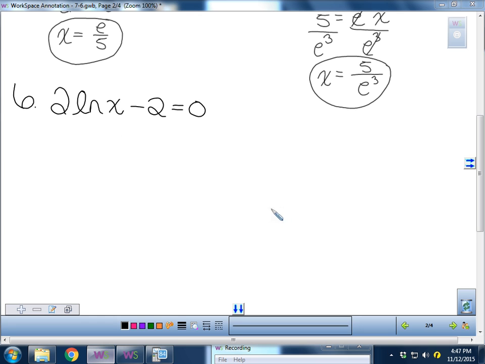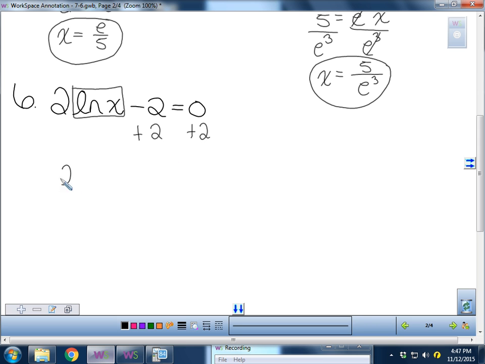All right, number 6 is going to be a little bit different. I only have one natural log. So you want to kind of treat this ln x as like the variable that you're solving for. You want to get this part by itself. So before I can e it, it has to be all alone. So if this were just a big x right here, the first thing you would do is you would add 2.